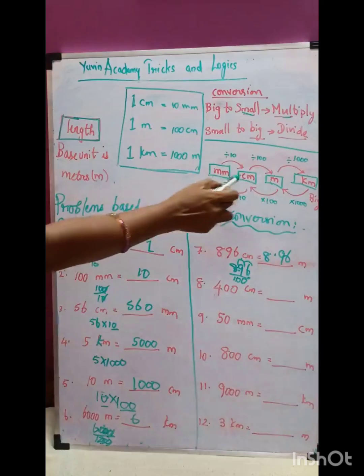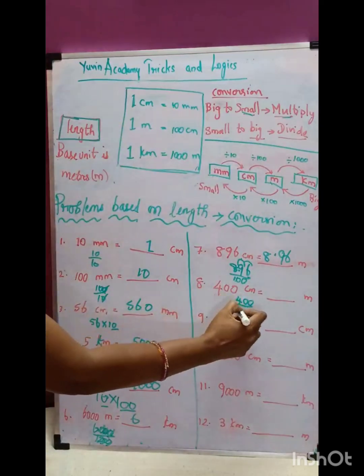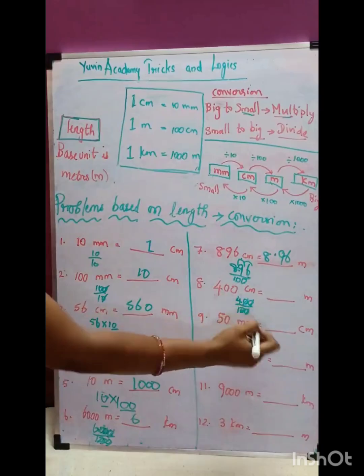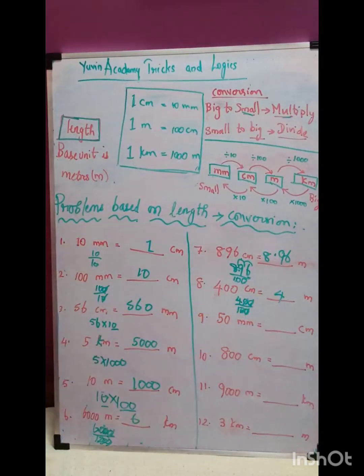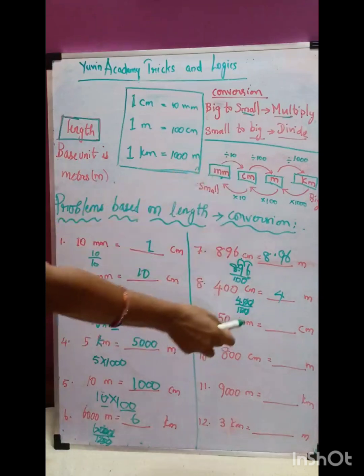The next one is 400 centimeter to meter. Again, centimeter to meter means divide by 100. So 400 divided by 100 means you can directly cancel and put 4. If there are any extra numbers other than 0, you have to put decimal places when dividing.